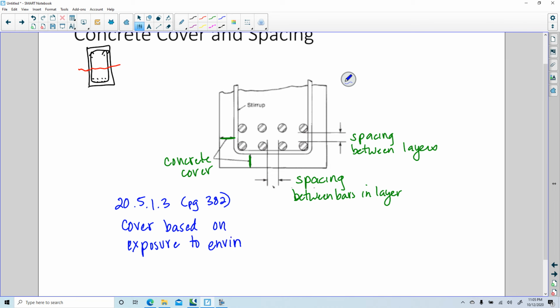So your cover is based on your exposure to environment. Typically 1.5 inches, except foundations. So beams, right, we're talking about a beam, so it's going to be typically 1.5 inches.